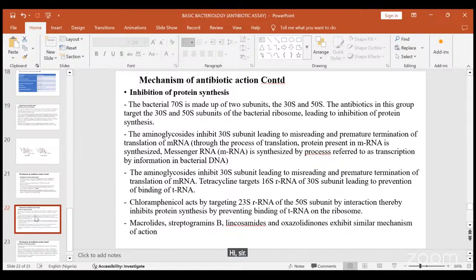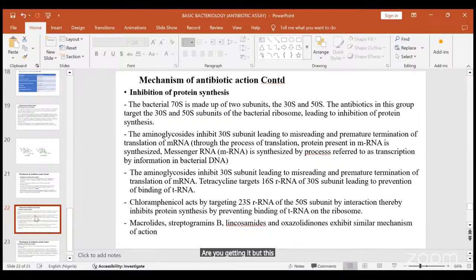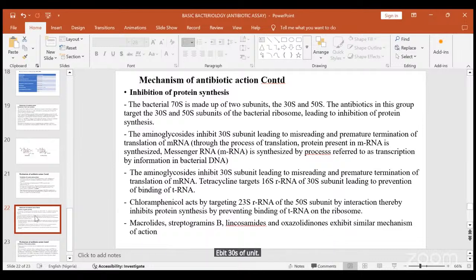And premature termination of translation of messenger RNA. The process of translation is the process of synthesizing protein from messenger RNA. Are you getting it? The aminoglycoside will inhibit the 30S subunit, which will lead to termination of translation of messenger RNA.